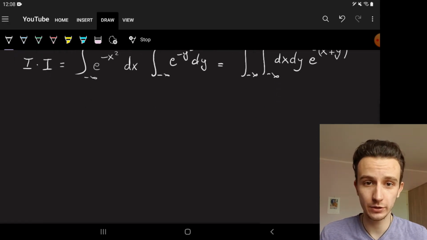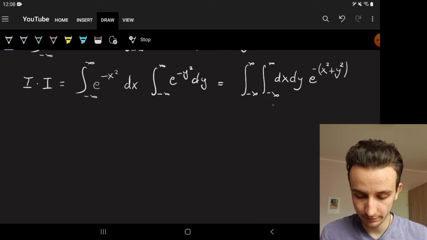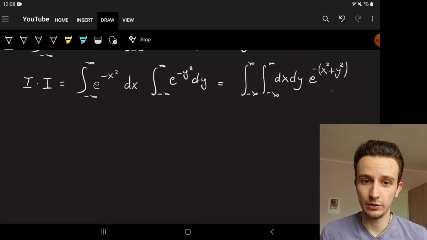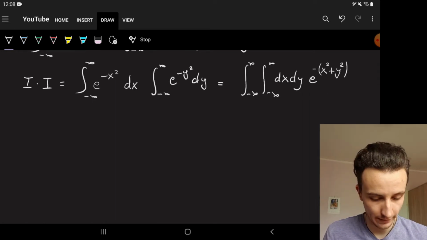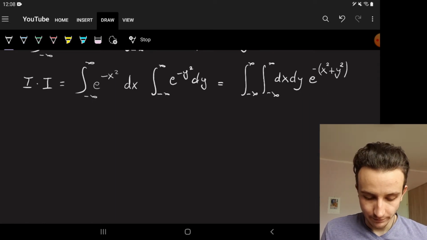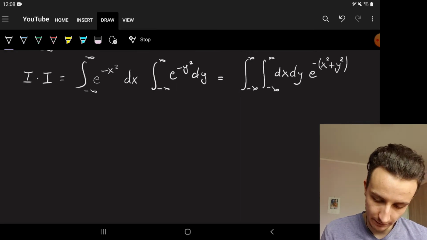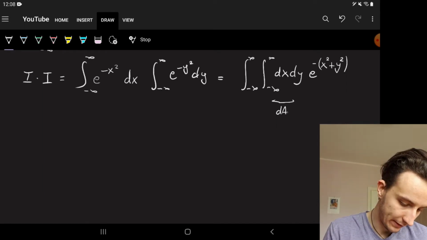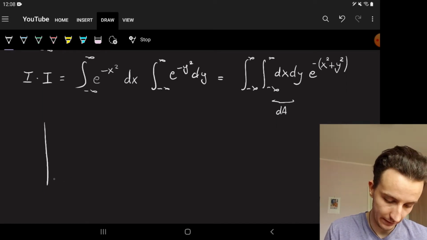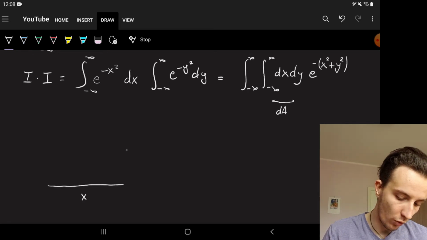And now we need to go to the polar coordinates, because to integrate over this, we want to introduce a substitution. But if we introduce the substitution now, it just won't work. So we need the polar coordinates. This is an area element, right? dx dy. So if we've got the Cartesian coordinates like this, and then let's say this is x, and then this is some y.